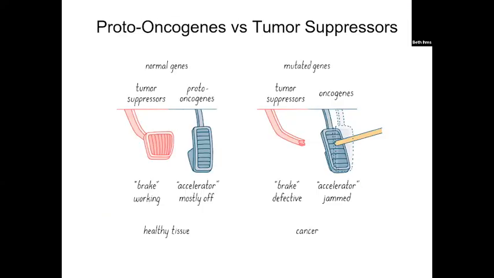Okay, a couple of summary slides on tumor suppressors and oncogenes. So proto-oncogenes are like the accelerator. Tumor suppressors are like the brake. In cancer, we are gain of function on the oncogenes. We're hitting the accelerator, and we've also deactivated the brake of tumor suppressor genes. So it's go all the time.